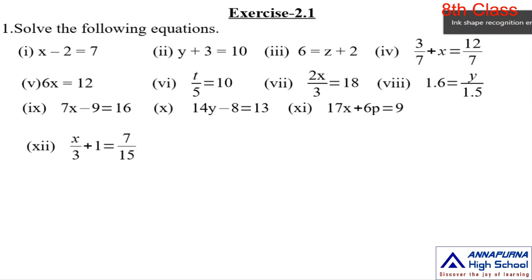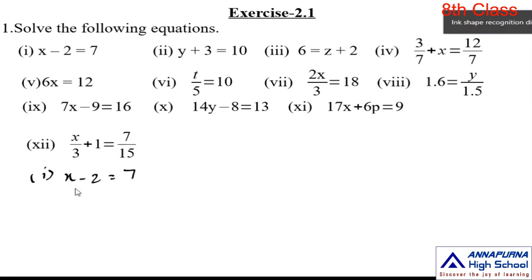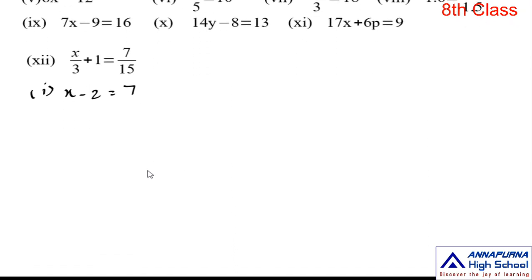See the first question. Solve the following equations. Here the first equation is x minus 2 is equal to 7. First we follow the steps. First, obtain the equation. Here the equation is x minus 2 is equal to 7. The second step is identify the variables and constants. Here the variable is x and the constants are minus 2 and 7. That means in this equation we have one variable term and two constant terms.